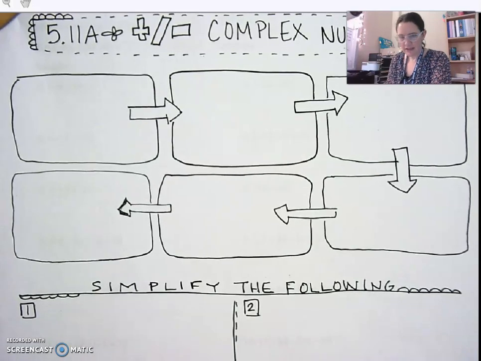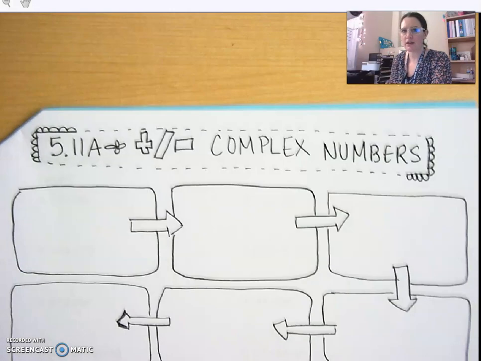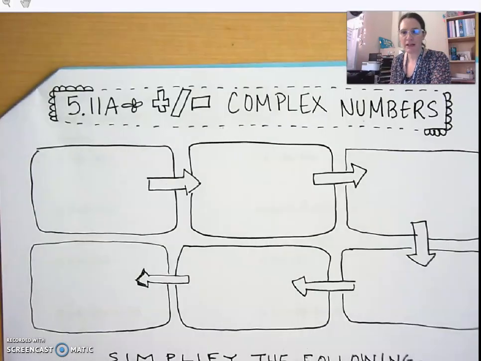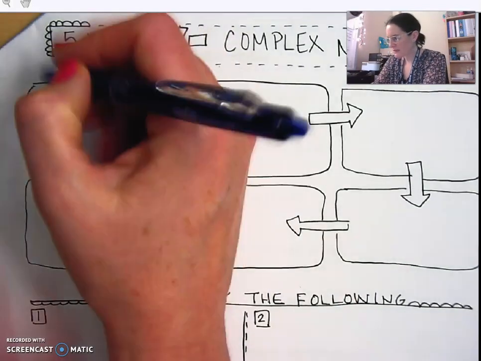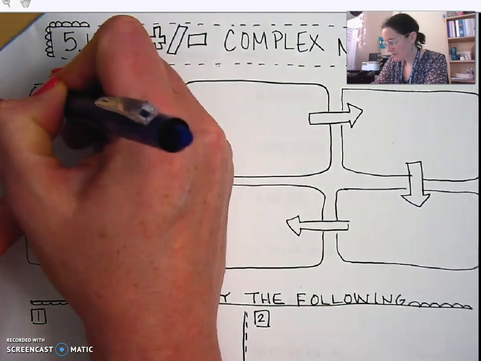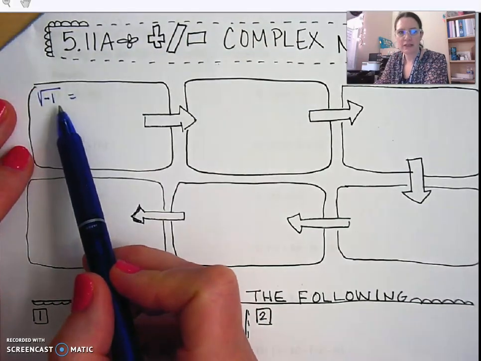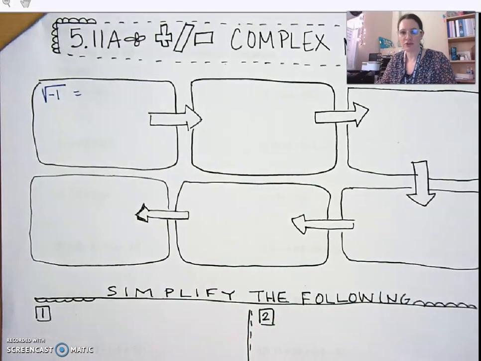So imagine for a second that, well, okay, first, this is our video for 5.11a, adding and subtracting complex numbers. To give some context and background for what we're about to discuss, I want to talk about taking square roots of negative numbers. If I were to try and take the square root of -1, it would not be possible when I'm talking about real numbers. And here's what I mean by that.